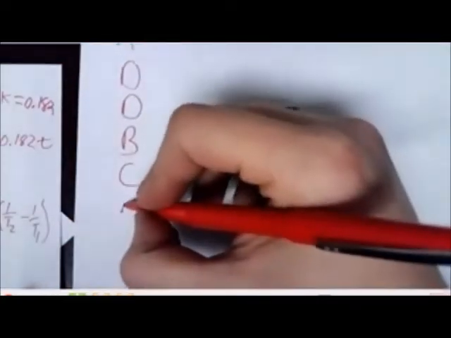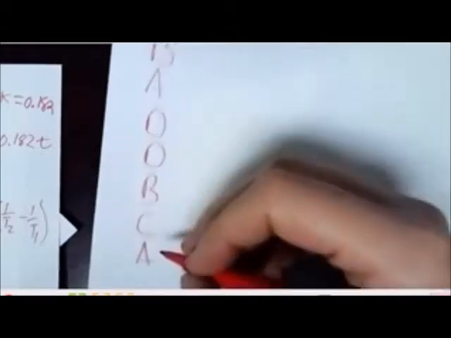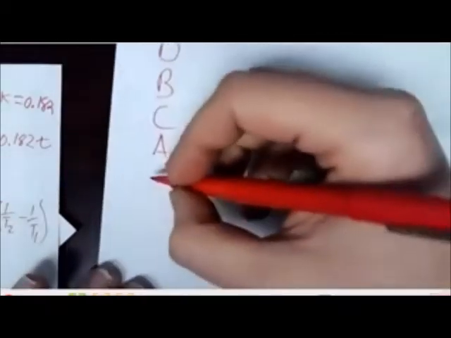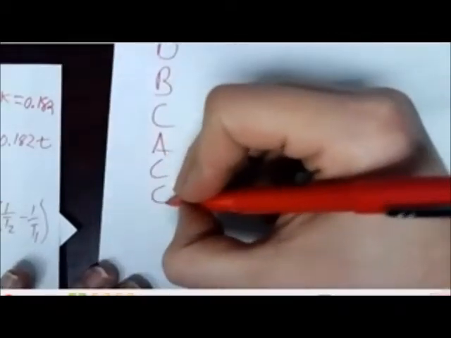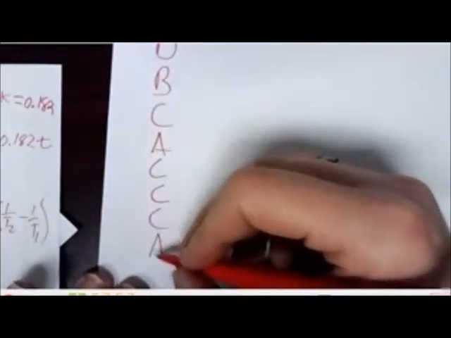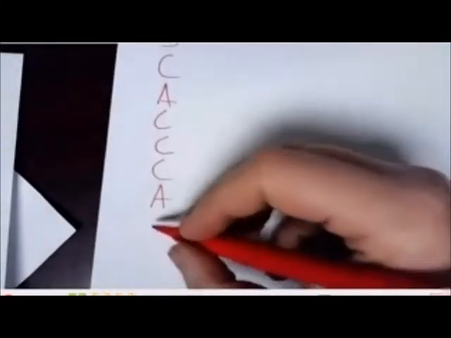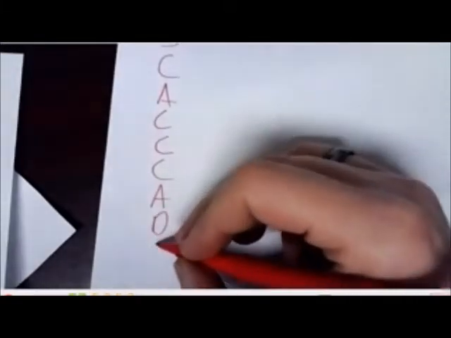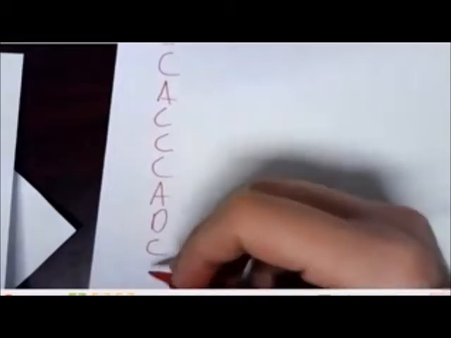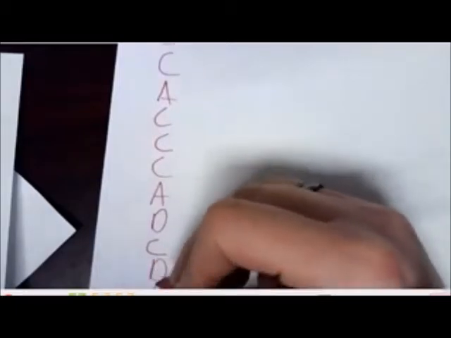Then A, C, C, C, A on page 4. Finally, to finish things off, D, C, D, A. Now to start again at the beginning.